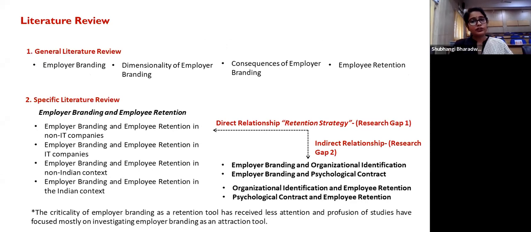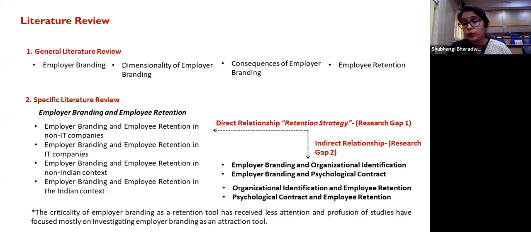In order to conduct the literature review, the researcher has divided it into 2 parts, general and specific literature review. The general literature review has focused on the studies that have assessed the basic concept of employer branding, dimensionality of employer branding, consequences of employer branding, and employee retention. The specific literature review has focused on the studies that have assessed the two concepts of employer branding and employee retention and have further classified them based on IT context, non-IT context, Indian context, and non-Indian context.